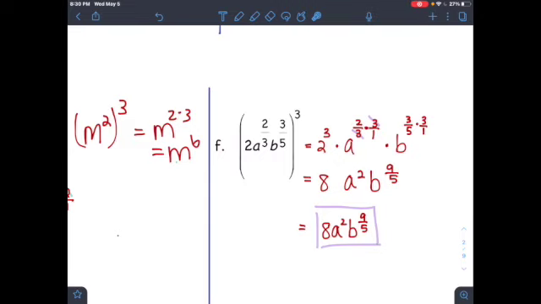For b, you have 3 over 5, which is the original exponent, times 3 over 1. And then when I multiply them together, the 3 and the 3 cancel out, so that leaves me with a to the second. b to the 9 over 5, 3 times 3 is 9, 5 times 1 is 5. a to the second power, b to the 9/5 power.